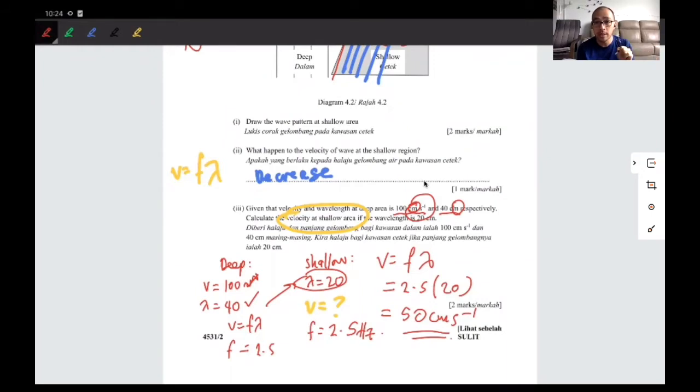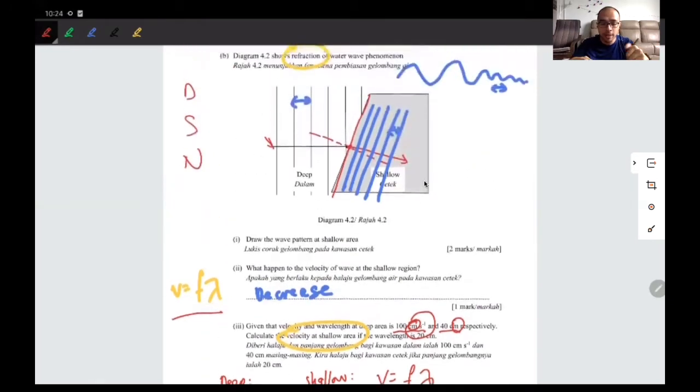Notice that in this question, I only use one formula, which is V equals F lambda. The only thing I have to know is that V equals F lambda on the deep side is one set, and V equals F lambda on the shallow side is another set. The only thing that is the same is the frequency of the waves.